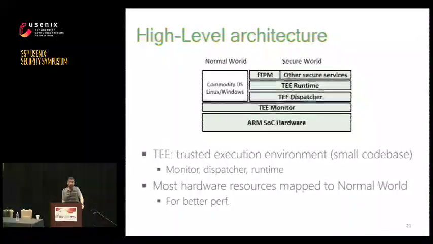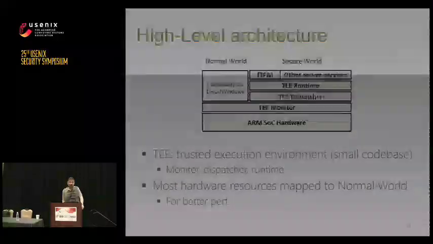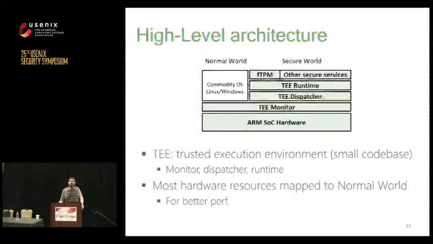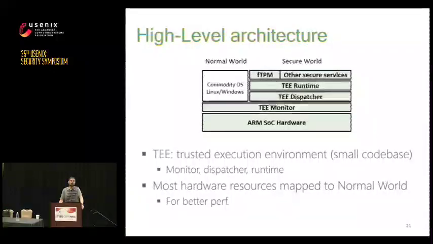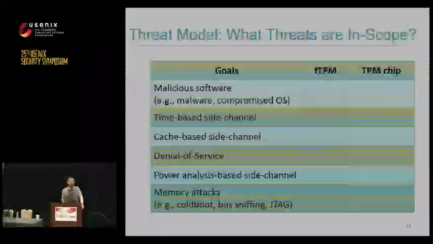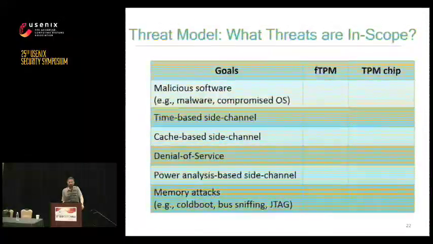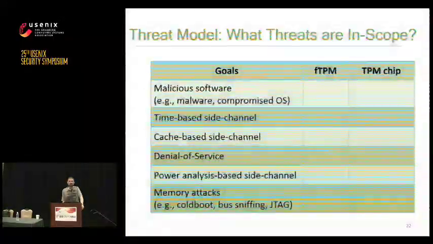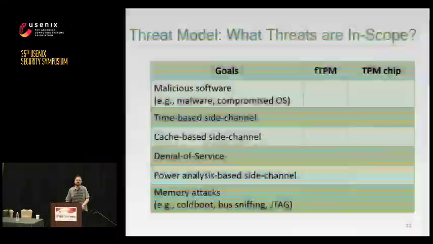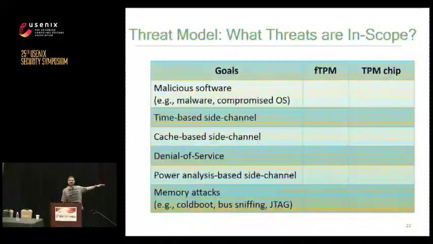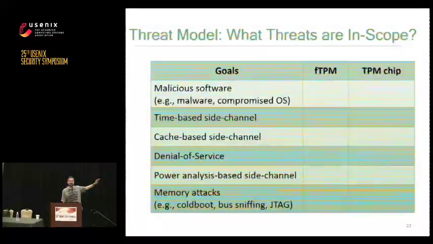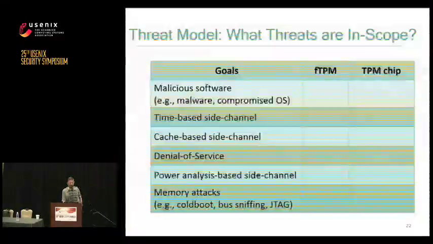I'd also like to mention that hardware resources such as graphics, regular network, regular storage, sound, they're all mapped to the normal world, not the secure world, and we do that for performance reasons, and I'm gonna actually come back to this point. Okay, threat model: what threats are in scope, what threats are not in scope? It's important here to contrast the threat model of the firmware TPM with that of a discrete TPM. A discrete TPM is a TPM chip. I list six attacks here on the left-hand side, six goals. There are more in the paper. Please read the paper if you're interested in a more detailed threat model.